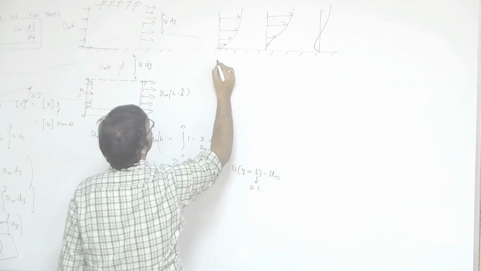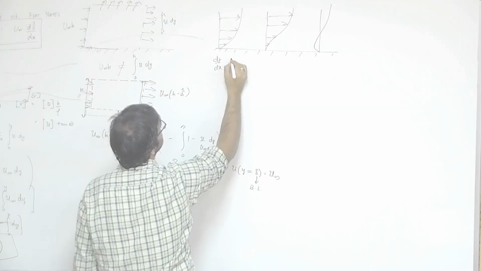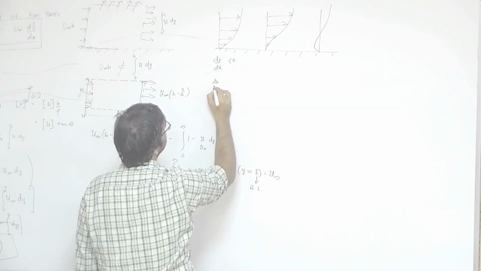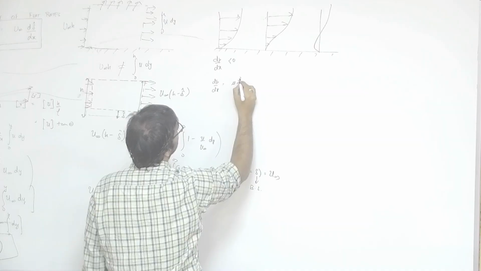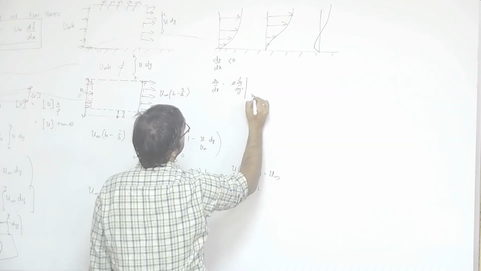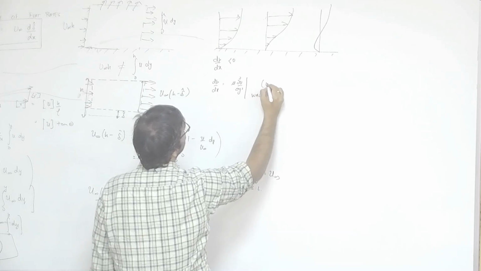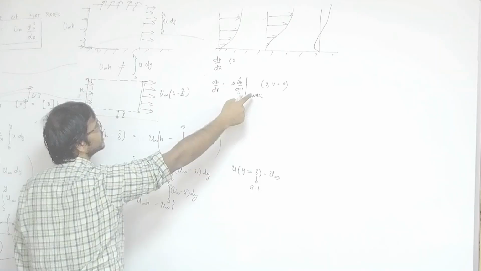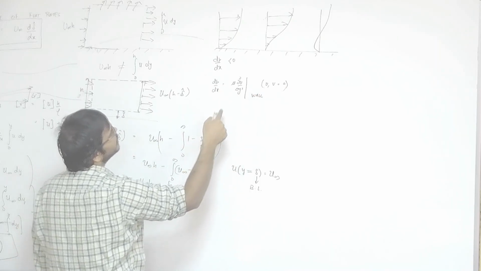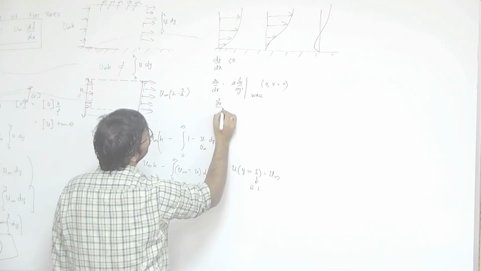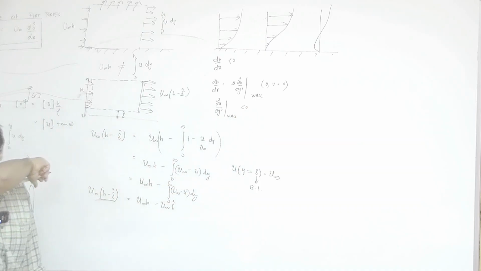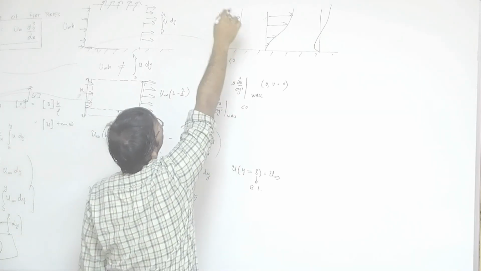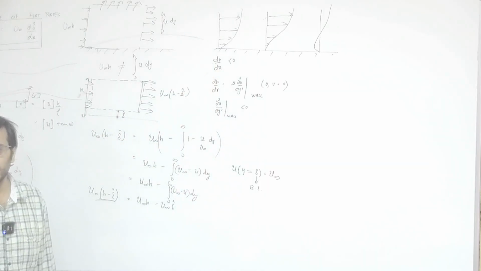We had said that if your dp dx is less than 0, then dp dx equals mu times del squared u by del y squared at the wall, because at the wall we had u and v equal to 0. So you can substitute u and v equal to 0 in the boundary layer equation. What this means is that del squared u by del y squared at the wall is less than 0, so the gradient del u by del y is decreasing as you move up.